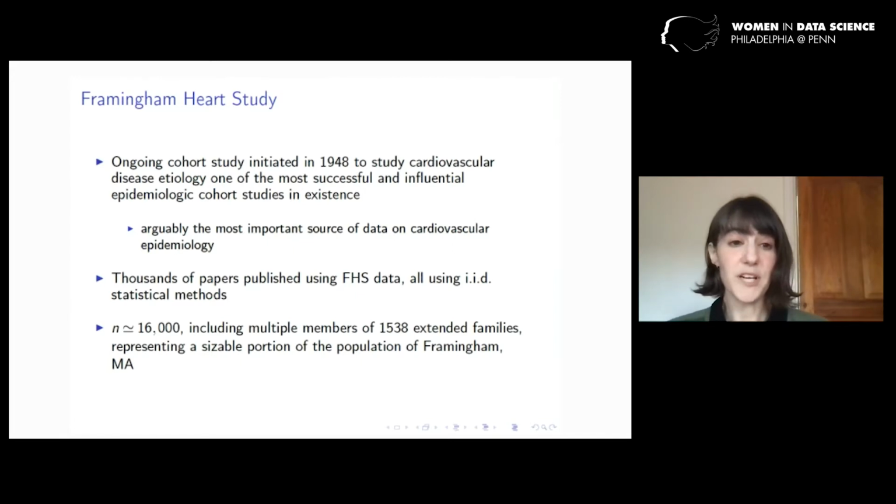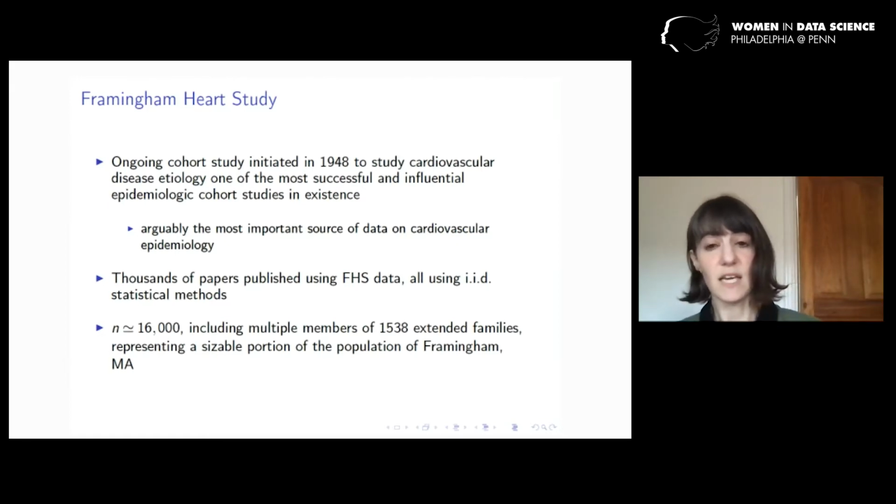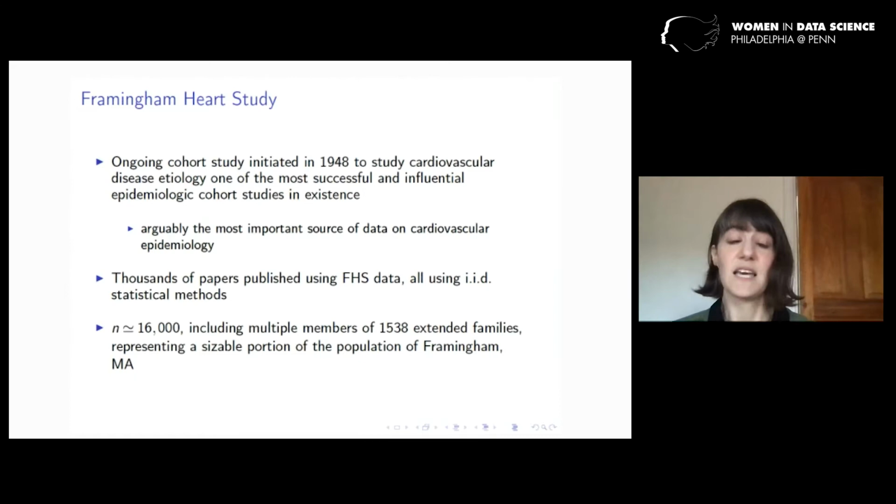But when you look at who's in this cohort, you see that they're really interconnected with one another. So the subjects in the Framingham Heart Study comprise a significant portion of the residents of a relatively small suburb of Boston in Massachusetts, the city of Framingham. The subjects are neighbors and friends and coworkers with one another, and they're related to one another. There are about 1,500 extended families that have at least 3 members participating in the study.